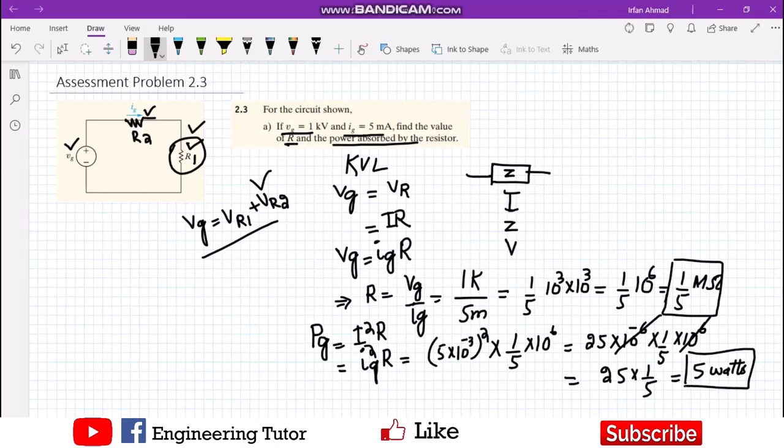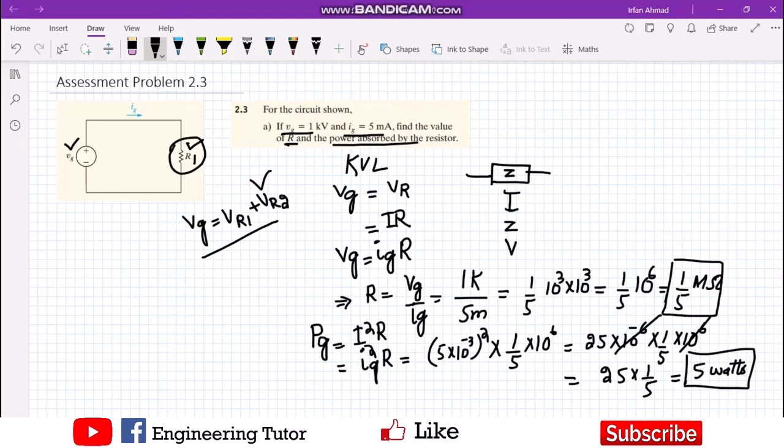So this is the value of power which is consumed by this resistor when a supply voltage of 1 kilovolt is provided. Basically, this was our question. In this question we have only one resistor, and whatever is produced here is consumed by this resistor.